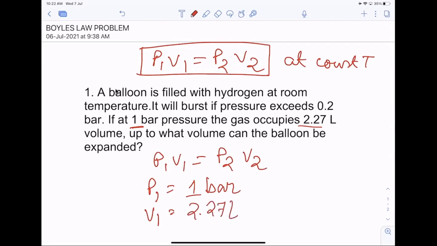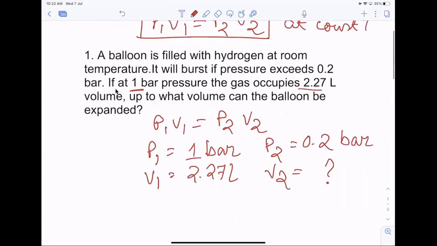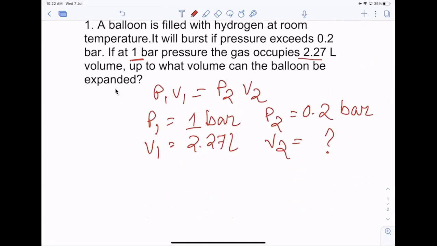What is V2? V2 we have to calculate. What is P2? It will burst if pressure exceeds 0.2 bar, so P2 is 0.2 bar. And V2 we have to calculate. So how can we calculate V2? V2 is equal to P1 V1 by P2.